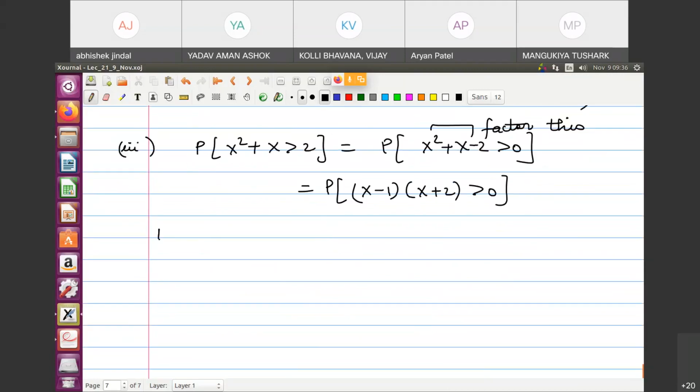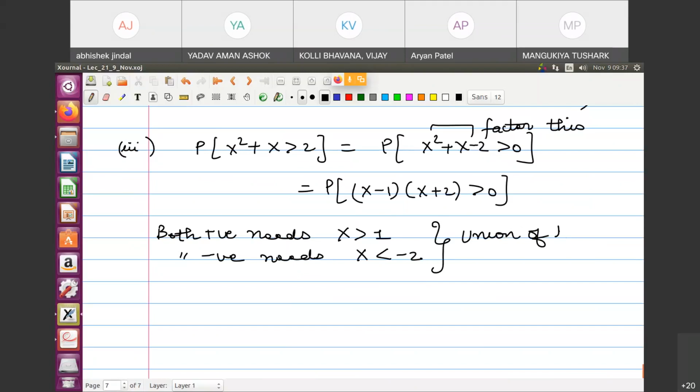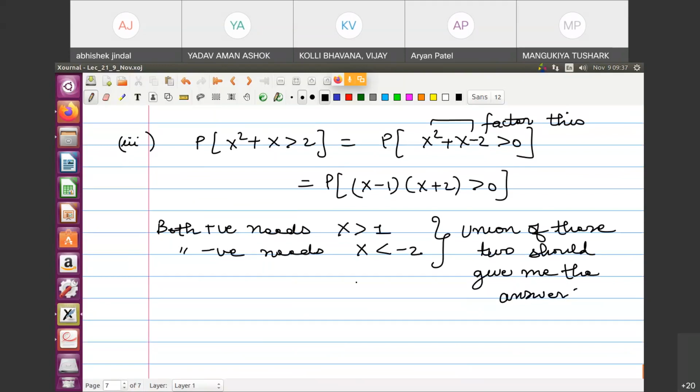Okay, so both positive needs x to be greater than 1. Okay, and both negative means x has to be less than minus 2, because if x is less than minus 2, both will be negative. So union of these two should give me the answer. Now the issue is that while taking the union, I would need to subtract an intersection, but these are two disjoint events. If x is greater than 1, then x cannot be less than minus 2. And similarly, if x is less than minus 2, it cannot be greater than 1. Okay, so it simply is addition.